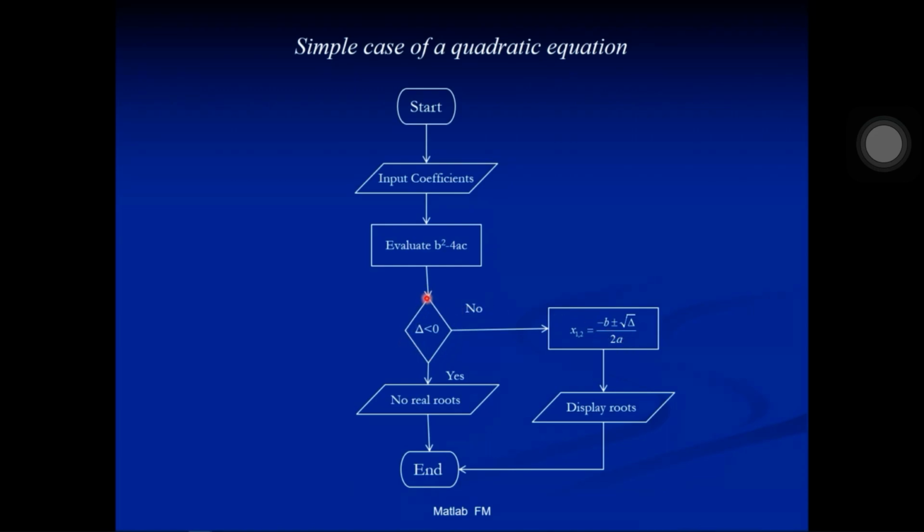Diamond shape is for conditions. Is this true or not? Is delta negative? Yes, do this. If no, do this. And of course, in this delta means b squared minus 4ac for a quadratic equation. If it's negative, there are no real roots because they're going to be complex. And if it's not negative, that means it's positive. That means now you can evaluate the roots, and those are the roots, display them, and exit.